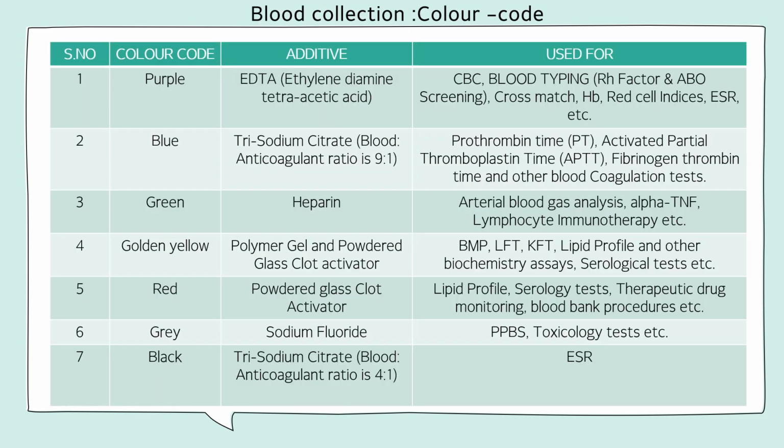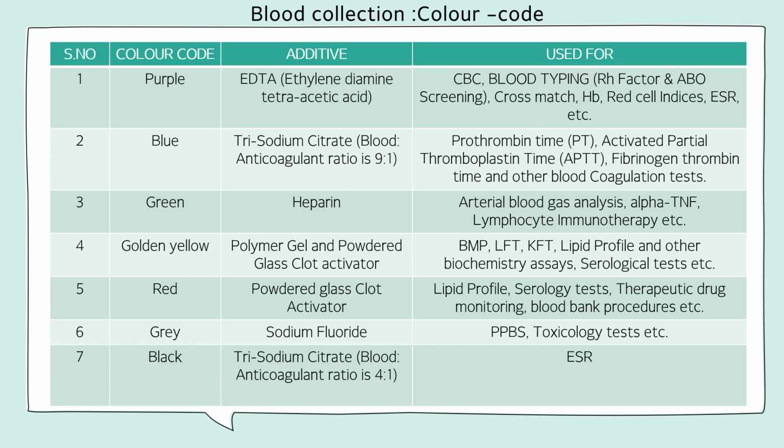In blood collection using vacutainers, each vacutainer has a different color cap, and this different color cap indicates different additives. Each color code indicates a separate specific additive. A purple color cap indicates the additive EDTA, where you can perform CBC, complete blood count, blood typing, cross match, HP, red blood cells, or ESR. Blue color indicates trisodium citrate with the ratio 9:1. Using this blue color vacutainer, you can perform PT, APTT, fibrinogen, thrombin time, and other blood coagulation tests.